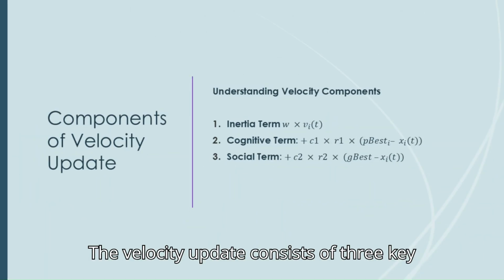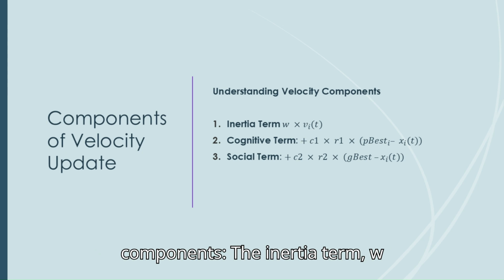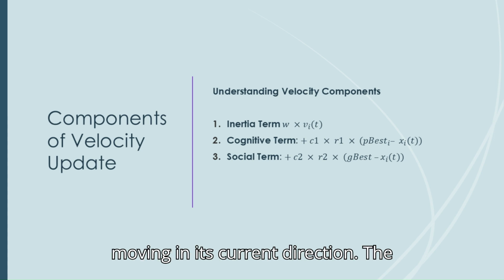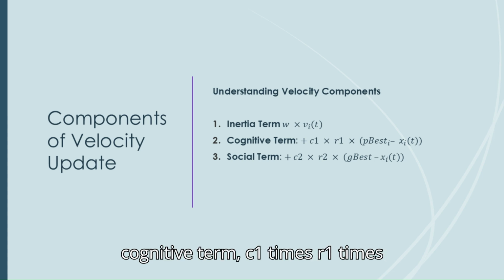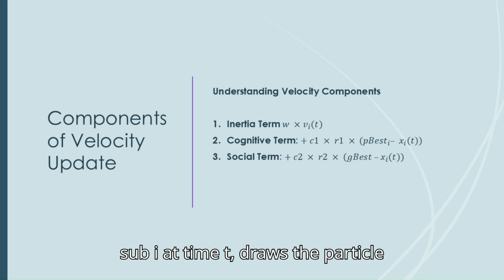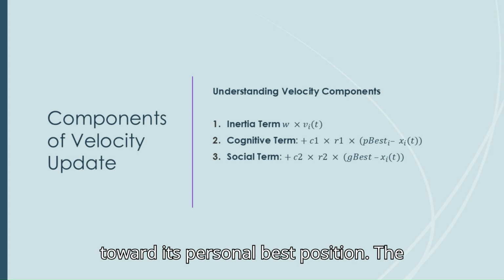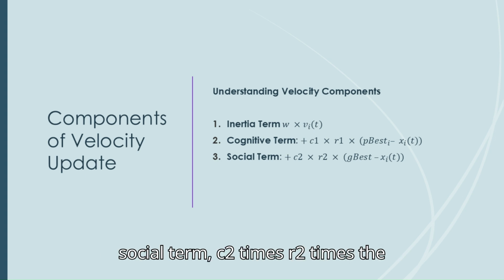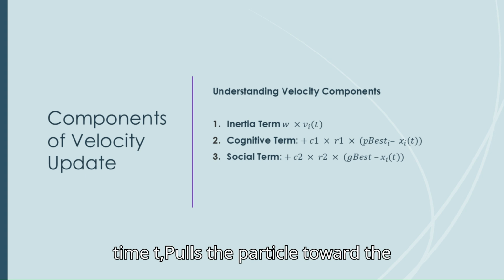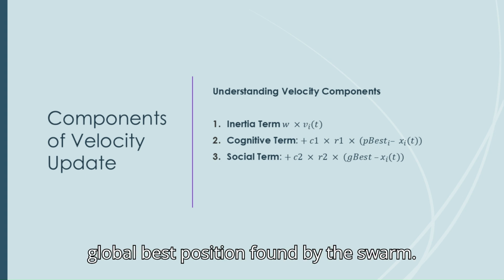The velocity update consists of three key components. The inertia term, W times V sub I at time t, encourages the particle to continue moving in its current direction. The cognitive term, C1 times R1 times the difference between best sub I and X sub I at time t, draws the particle toward its personal best position. The social term, C2 times R2 times the difference between G best and X sub I at time t, pulls the particle toward the global best position found by the swarm.